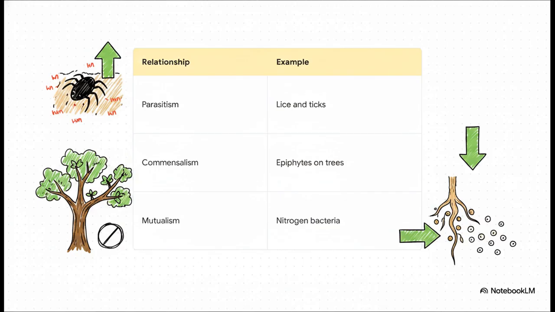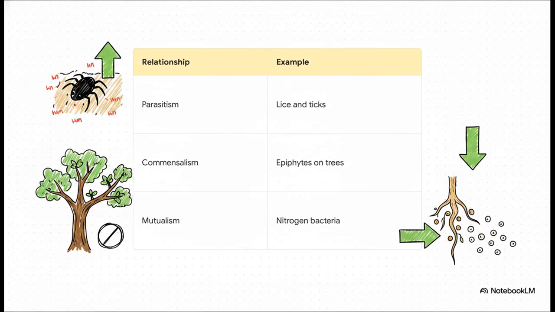First up is parasitism. This is where one wins and the other loses, like ticks sucking blood from a mammal. Second, we have commensalism. This is where one benefits and the other is just completely unbothered. A perfect example is an epiphyte, a plant that grows high up on tree branches just to get better sunlight without actually hurting the tree at all.